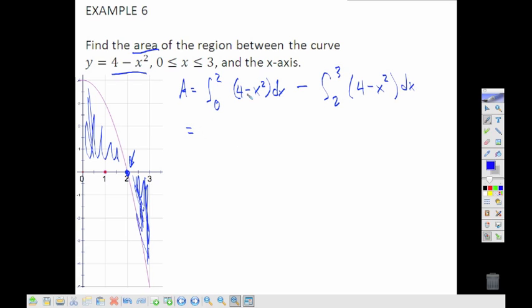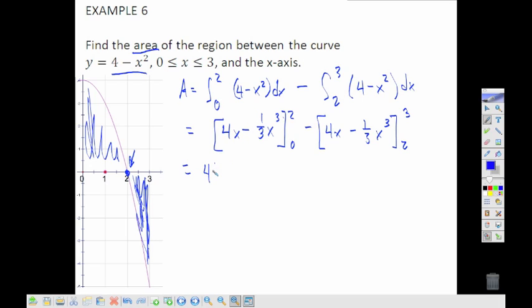Our next step then would be to take the antiderivative of this, which would give us 4x minus the x cubed, but it would be 1/3 times x cubed, and that's going from 0 to 2. The second part has the same antiderivative, but we still need to write it out again because we have different limits of integration. This time we're going from 2 to 3.